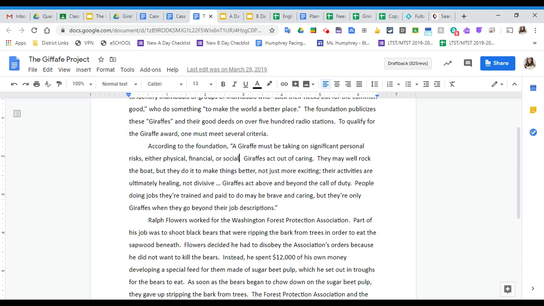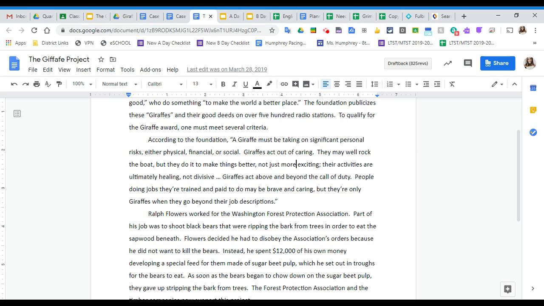This is focusing on good deeds. So here, let's look at one of these examples. I'm basically giving you one of your answers. In the second paragraph, it says, according to the foundation, a giraffe must be taking on significant personal risks, either physical, financial, or social. So whoever this giraffe is, they have to be taking a risk. They're either physically risking themselves, or financially risking themselves, like they're putting a lot of money on the line, or socially risking themselves.